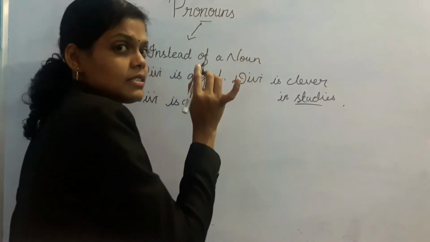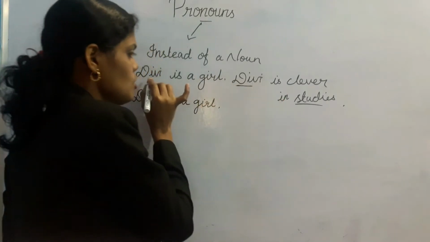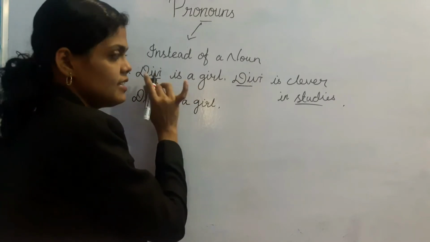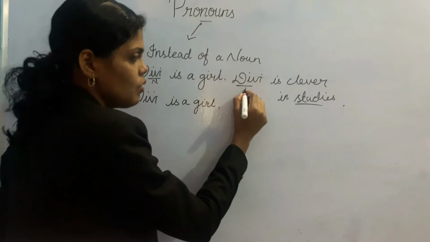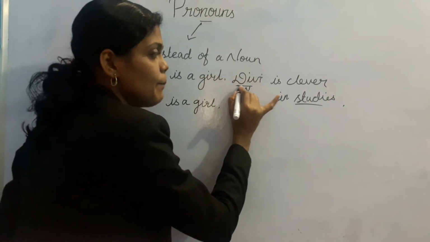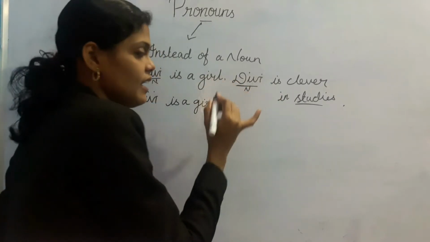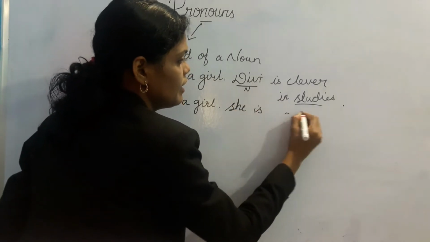This pronoun is specially used to avoid the repetition of noun. You know that in the last session we learned that Divi is a noun. Divi is a name, so it is called noun. So to avoid repeating Divi, we can write she. She is clever in studies.